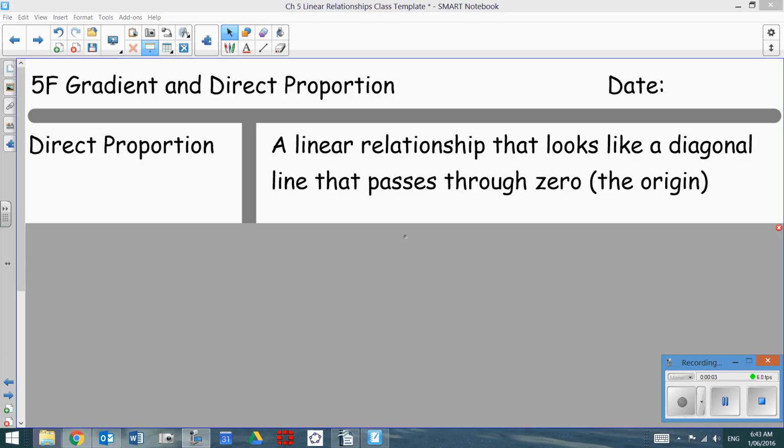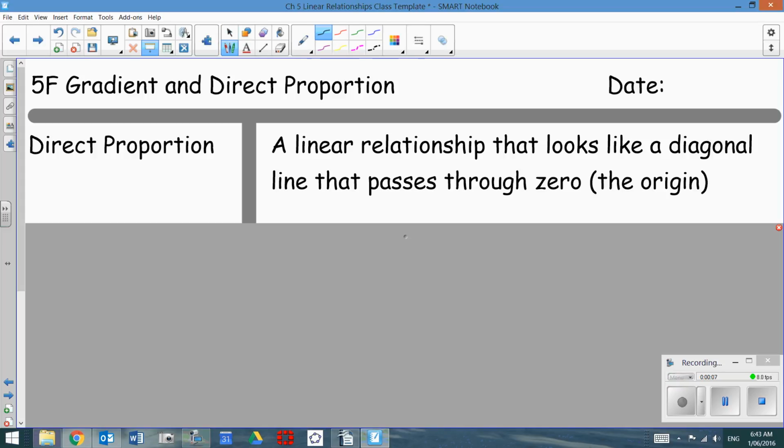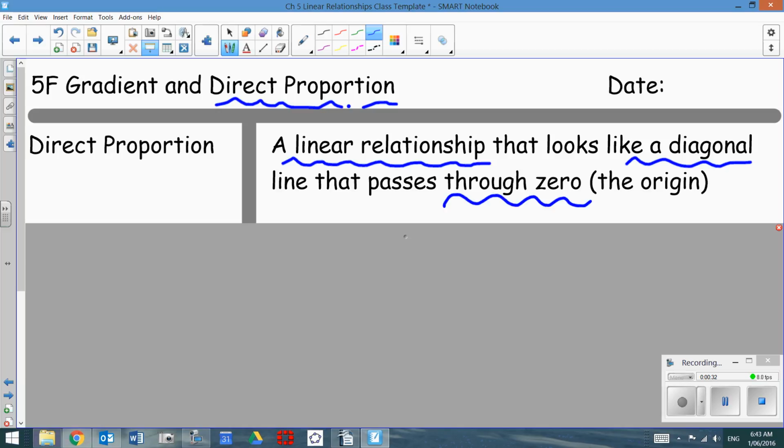Hi, Year 9. Let's take a look at gradient and how that relates to a direct proportion. A direct proportion is just a certain type of linear equation. We've been practicing with lines that usually have a y-intercept and a gradient, and we're going to look at a special kind of line. It's a linear relationship that looks like a diagonal line. However, it specifically always goes through 0, or the origin.